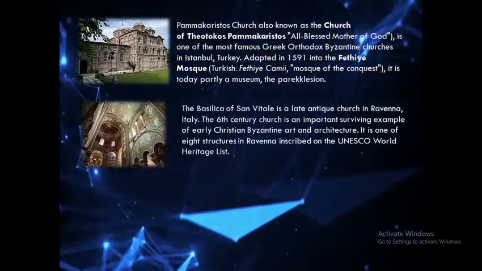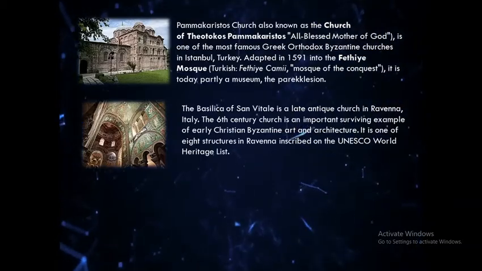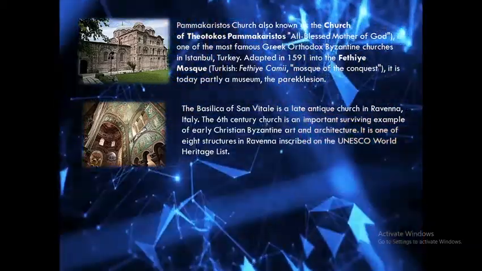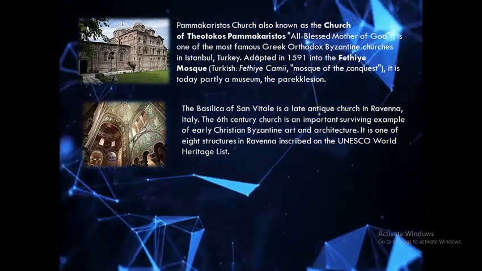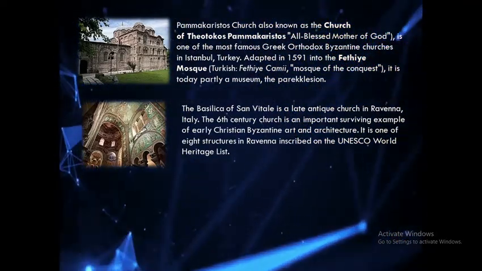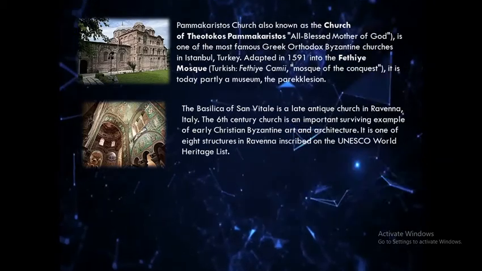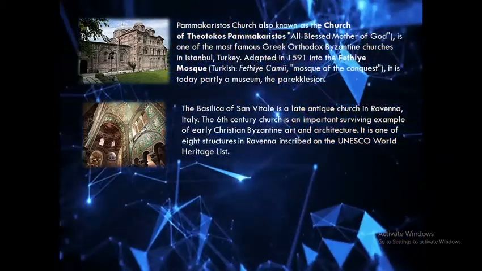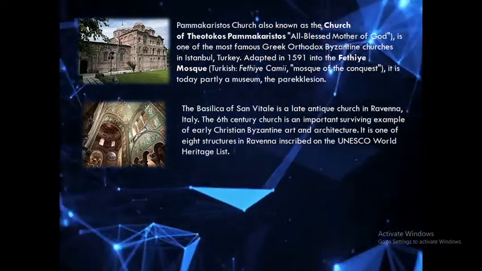The Basilica of San Vitale is a late antique church in Ravenna, Italy. The 6th century church is an important surviving example of early Christian Byzantine art and architecture. It is one of eight structures in Ravenna inscribed on the UNESCO World Heritage List.